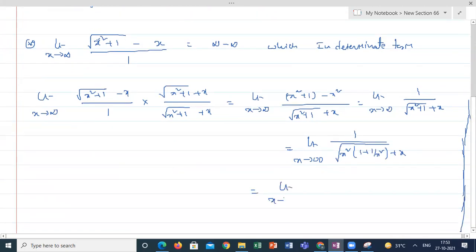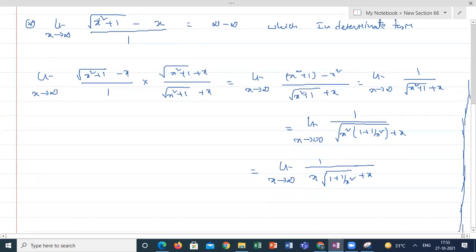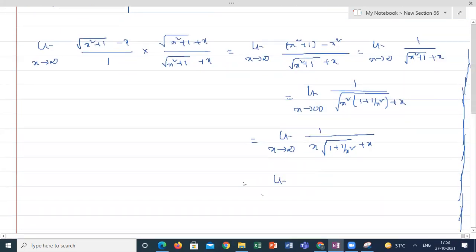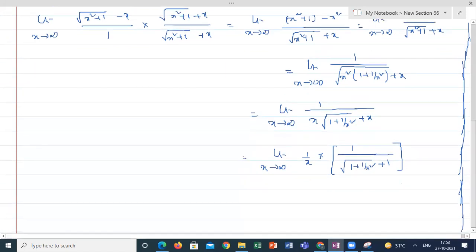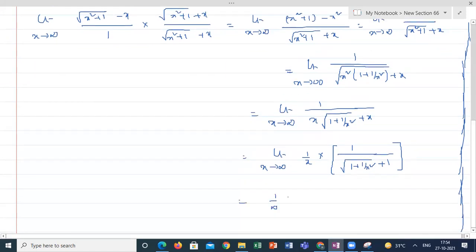This will be limit x tends to infinity of 1 by x root of 1 plus 1 by x square plus x. Again, I take x common in the denominator. This gives limit x tends to infinity 1 by x into 1 by root of 1 plus 1 by x square plus 1. Now it is ready to apply the limits. 1 by infinity into 1 by root of 1 plus 1 by infinity, plus 1. This gives 0 into 1 by 2, so the answer is 0.